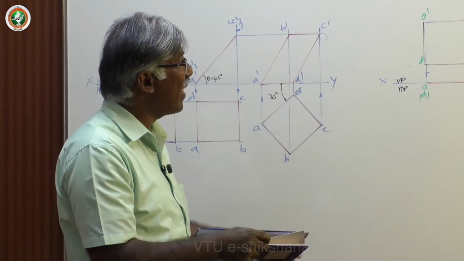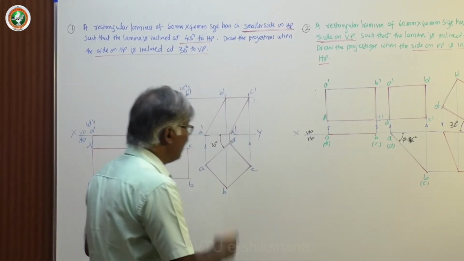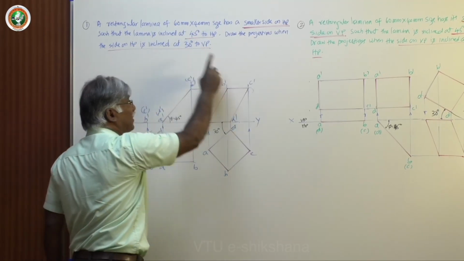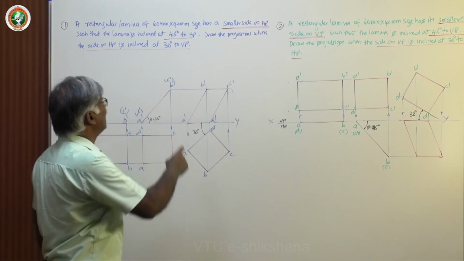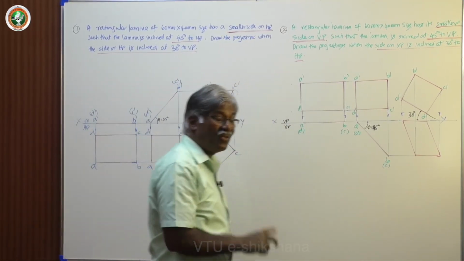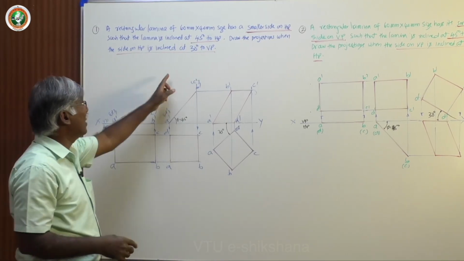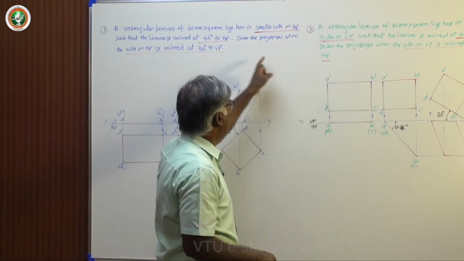We can see the similarities here. The HP and VP: here it is 45 degrees to HP, in this case it is 45 degrees to VP, the lamina inclination. And the edge on HP is inclined 30 degrees to VP, here 30 degrees to HP. So, I refer to this particular set of problems as the regular problem. This is the reverse of this, or this is the regular problem and this is the reverse of this.